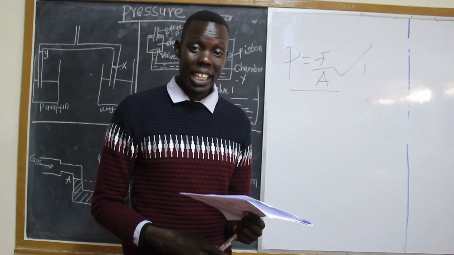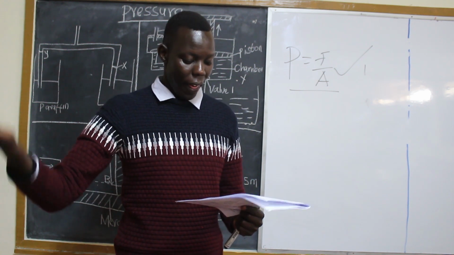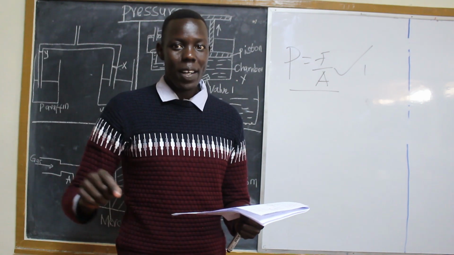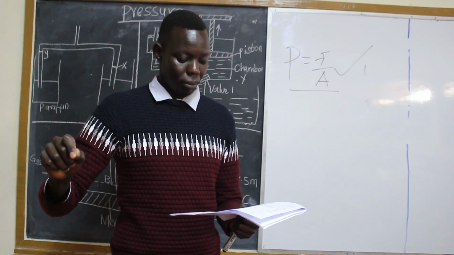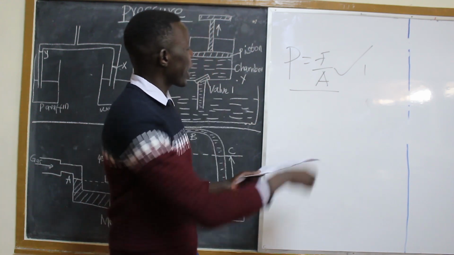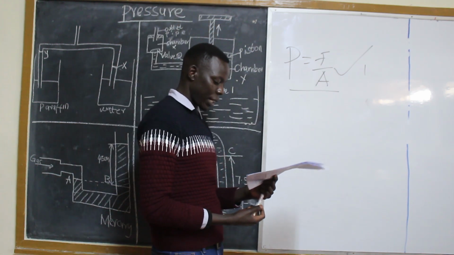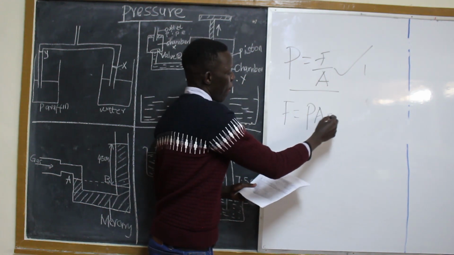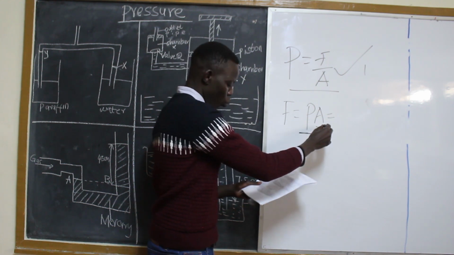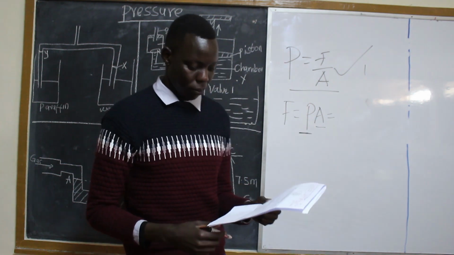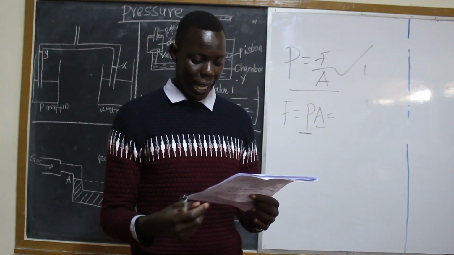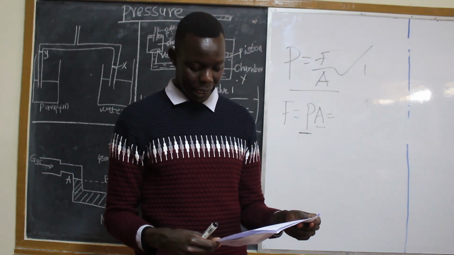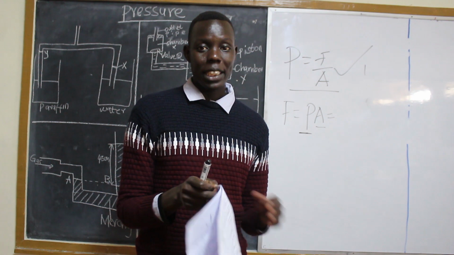You'll get 1.5394 meters square. Then the pressure given is 400,000 pascals. Make F the subject of the formula because they want you to get the force. This is 400,000 and this is 1.5394. You will get 615,752.16 newtons. We are on our last page, by the way.